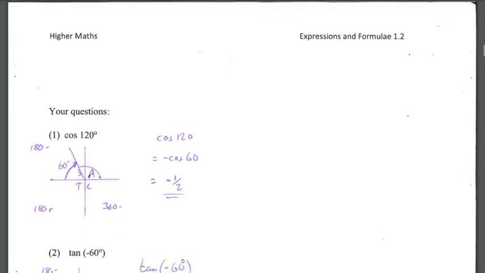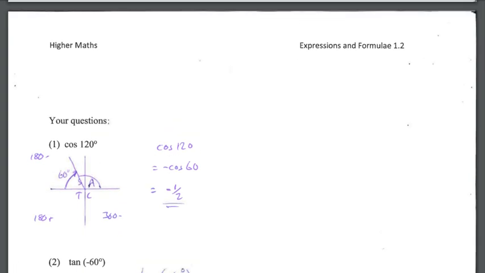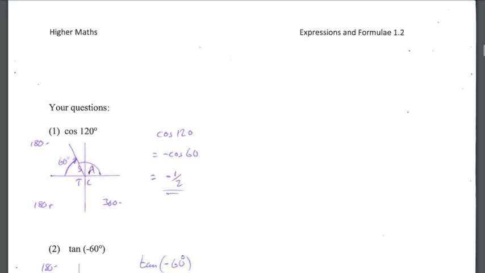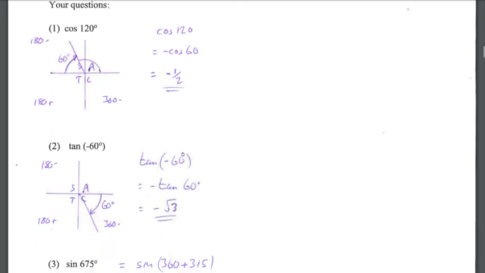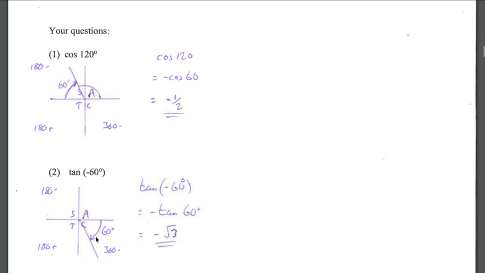So next question. Tan of negative 60. So again, pause and have a go yourself. So let's have a look at tan of negative 60. So we need to go 60 degrees back. So we're moving into the fourth quadrant here.